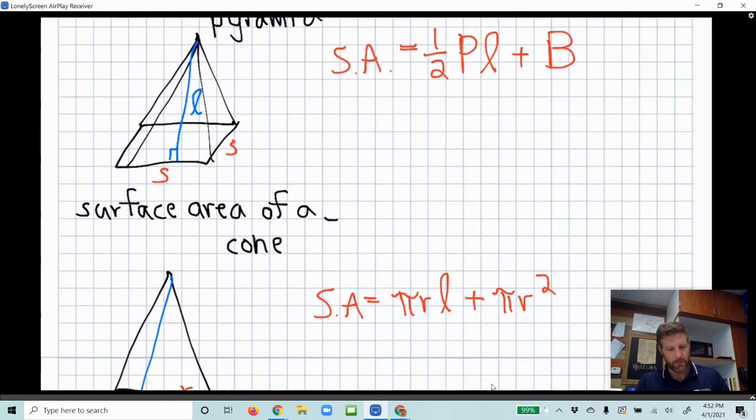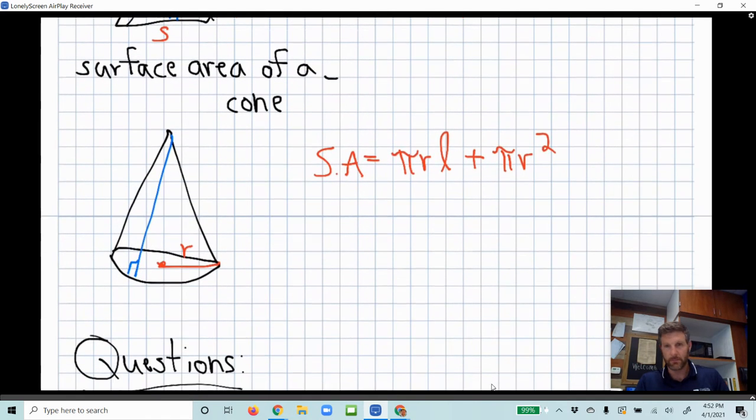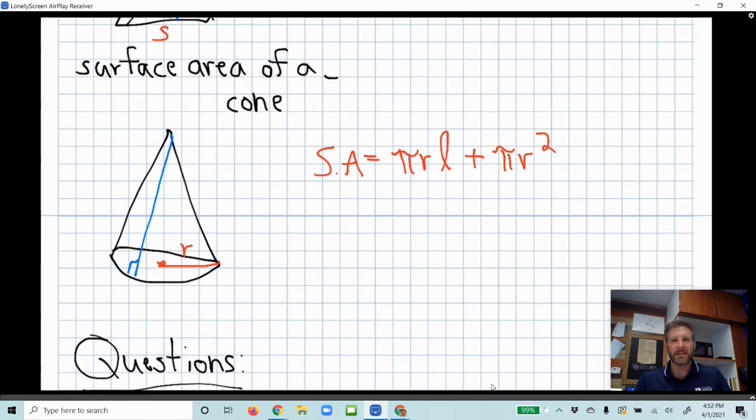Cones are similar, but again, because they're circles, they're different. And that is, again, you have your lateral area added to your base. The lateral area of a cone is pi r slant height, so pi times the radius times the slant height. We'll discuss in class why that is the case, but it's similar in a way to our circumference formula.